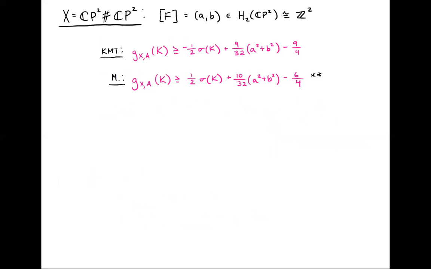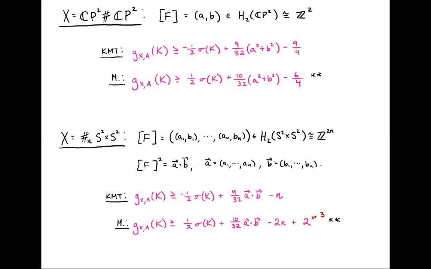We get a similar thing for the connect sum of two CP2s. Looking nice, right? You can again see the dichotomy. Theirs works better for negative signature knots. Ours works better for positive signature knots. And the connect sum of n copies of S2 cross S2. We look at this homology class, A1, B1 through An and Bn. The self-intersection number is given by the dot product of A and B, and we can write the inequalities.